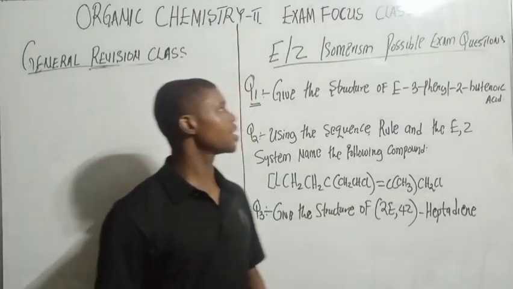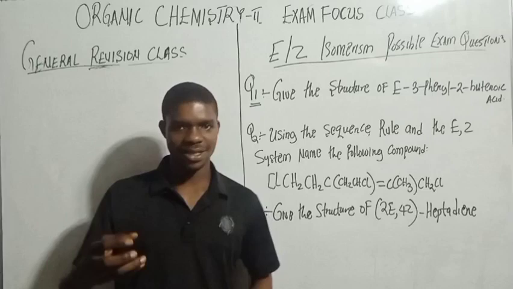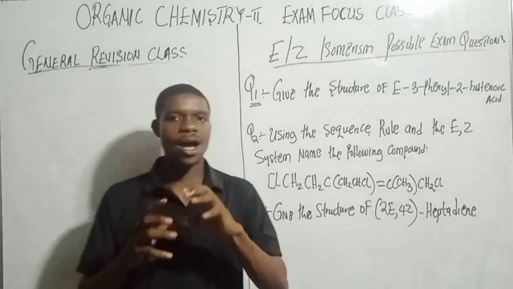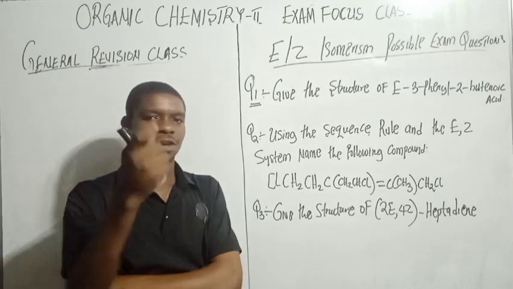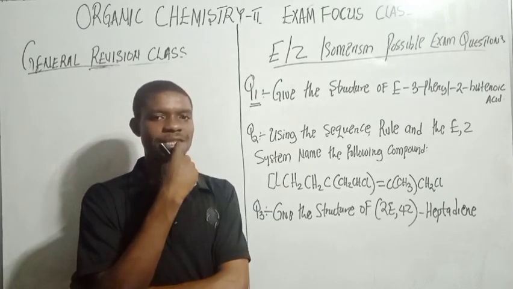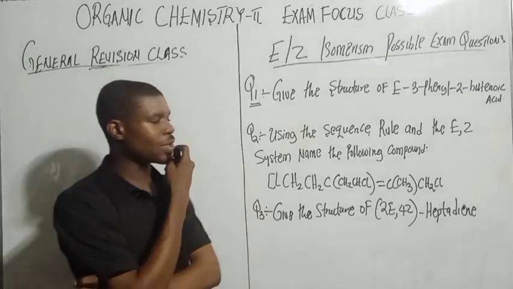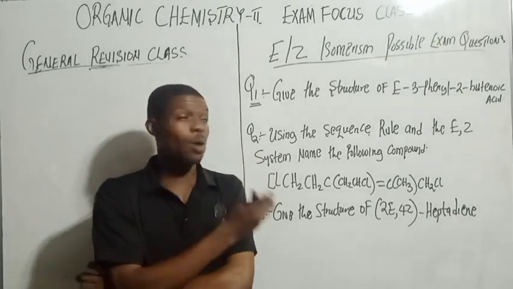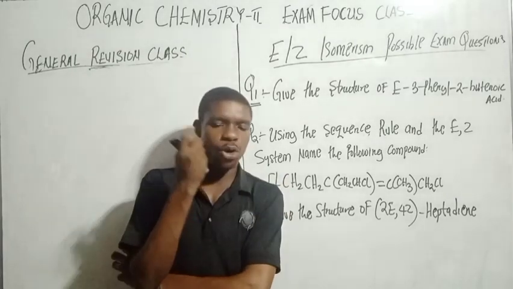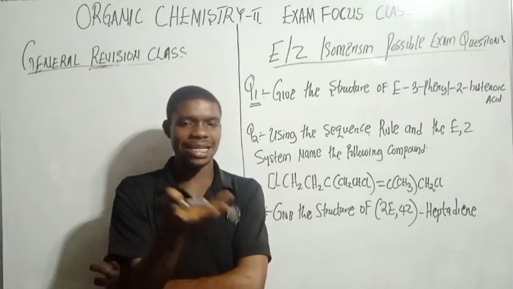So let's move over to the E and Z possible exam question. I don't know if this is the exact question I want to see in the exam, but if you are going to see questions on geometrical isomerism, then you should be expecting questions like this when it comes to E and Z. Do you get that? It may not come in this format, or exactly this kind of question, but it may come in this format, the E and Z isomerism.